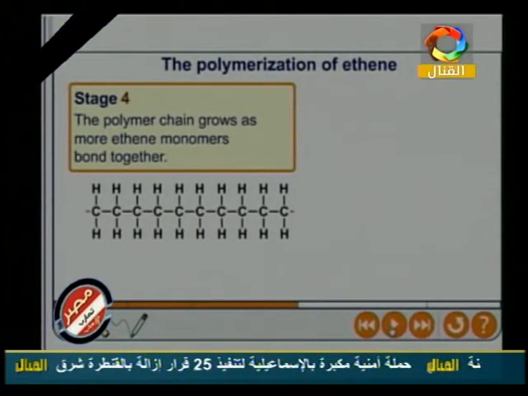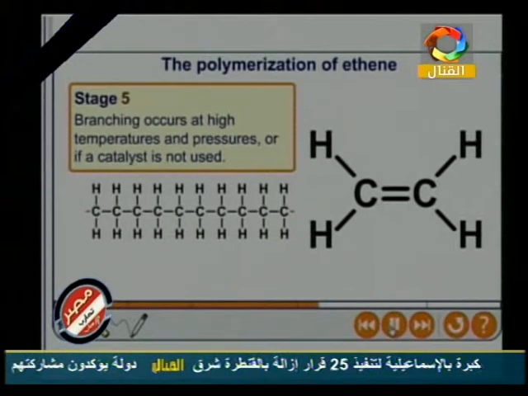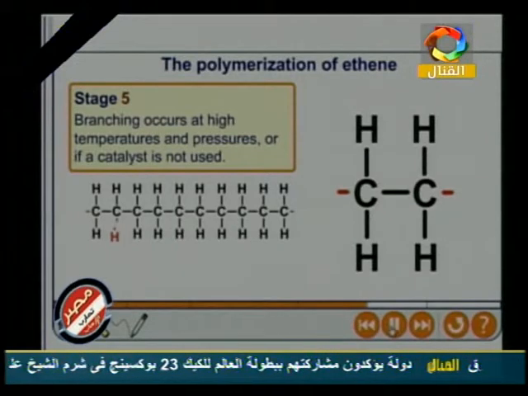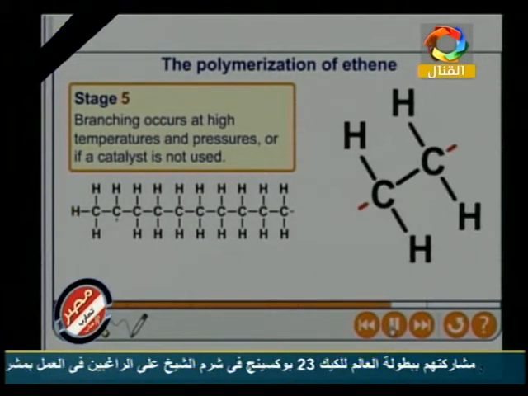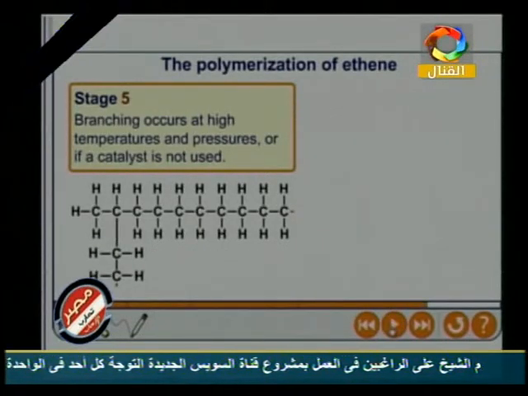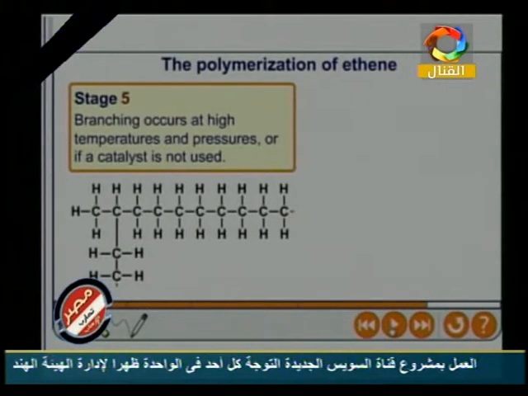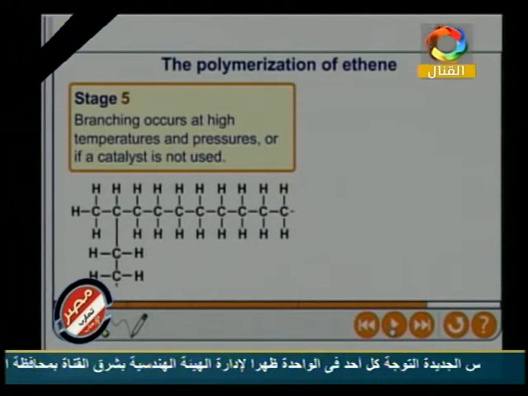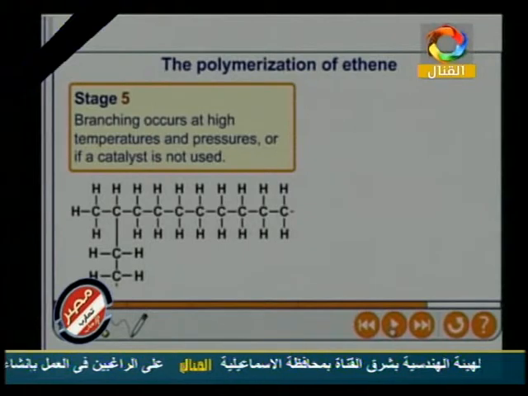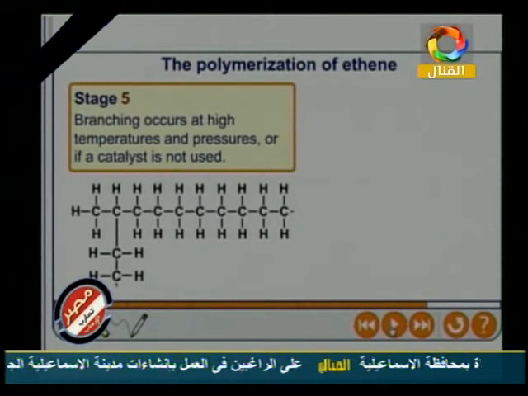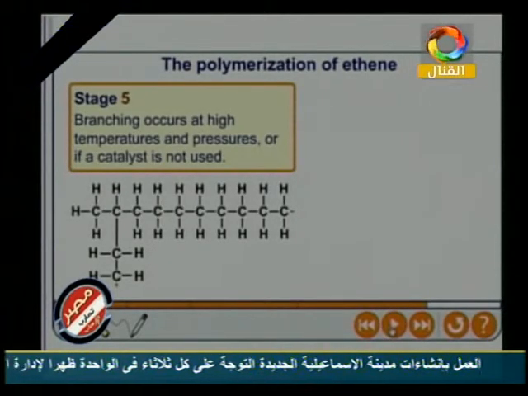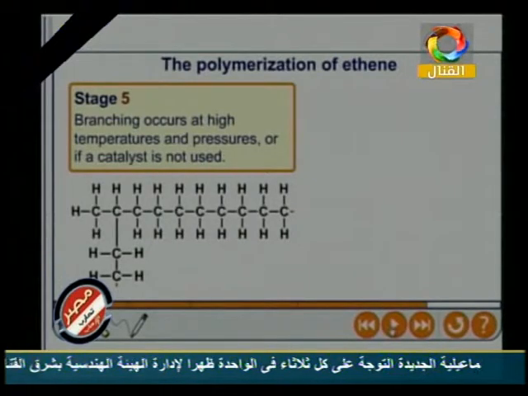And we have another stage: branching occurs at high temperature and pressure, or when the catalyst is used, the phenol here. It makes one hydrogen atom move away from the carbon, and another molecule of ethene makes a connection with the carbon atom here to make another open chain. That's perpendicular to the first one. Again, branching occurs at high temperature and pressure, or if the catalyst is not used.